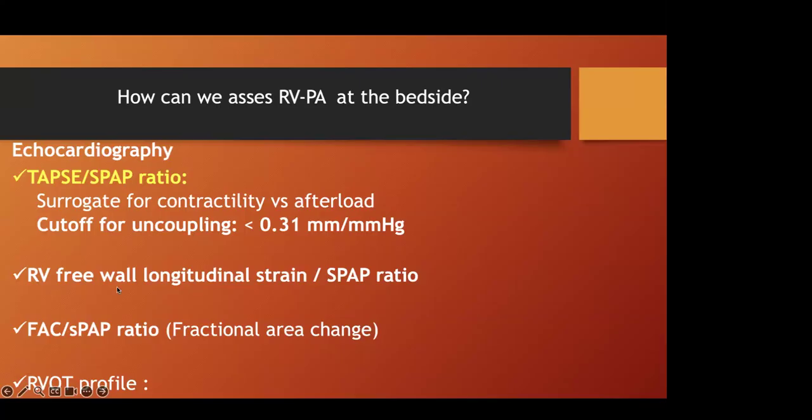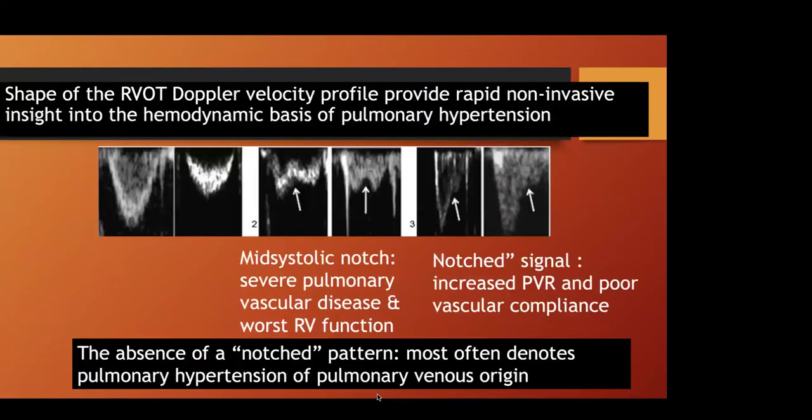Other ways you can do is calculate the RV free wall longitudinal strain if you have the software, or the best way is the fractional area change. You can calculate the area of the RV and the ratio of this to the systolic pulmonary pressures. And of course, the RVOT profile, which we just saw. So again, this is a repetition, I think. Notching indicates severe pulmonary vascular disease and the vascular compliance may be poor.